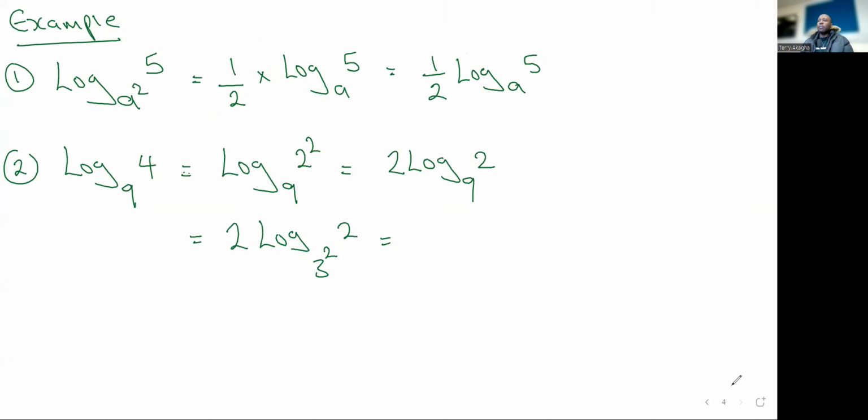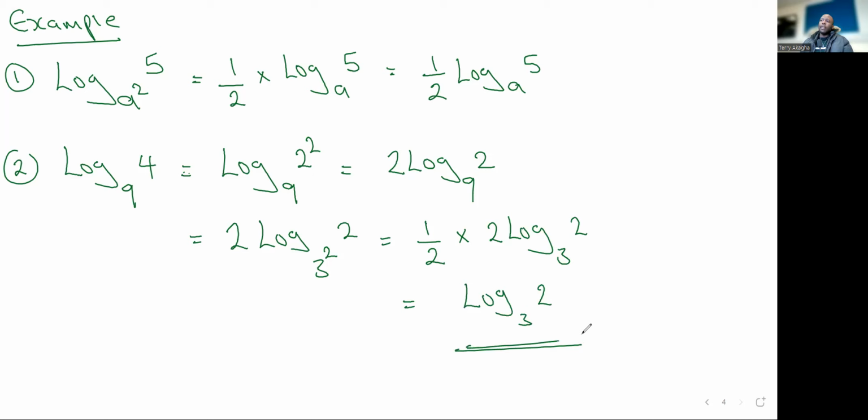Now this 2, we apply the law that when you have an exponent on the base, it's going to be the inverse. So it's going to be 1 over 2 multiplied by 2 log, because this 2 now is a 1 over 2. So log 2 to base 3. Half times 2 will give you 1. So that will give you log 2 to base what? 3. And that will be the answer for that.